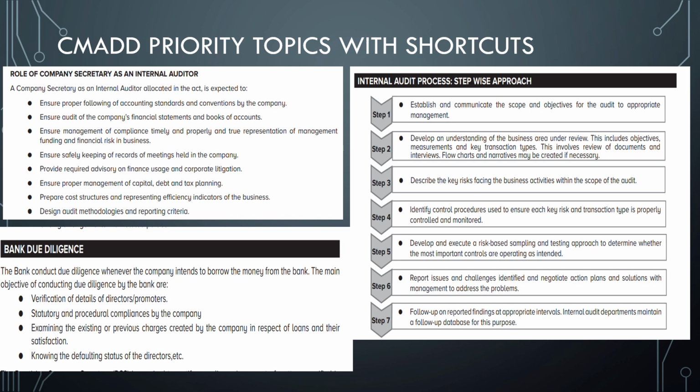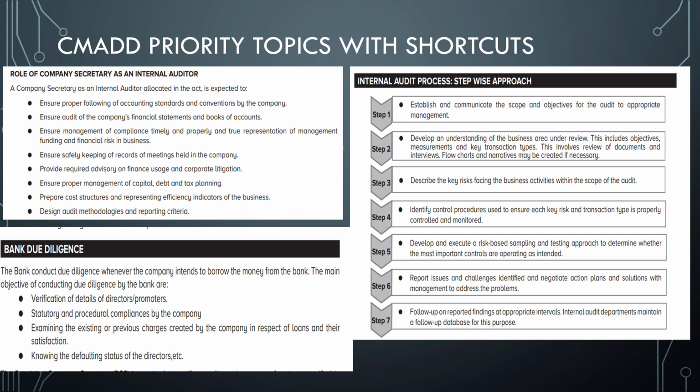First one, briefly elaborate the role of company secretary as an internal auditor. The shortcut is SPEED. S is for safely keeping of records of meetings held in the company. P is for prepare cost structures and representing efficiency indicators of the business.